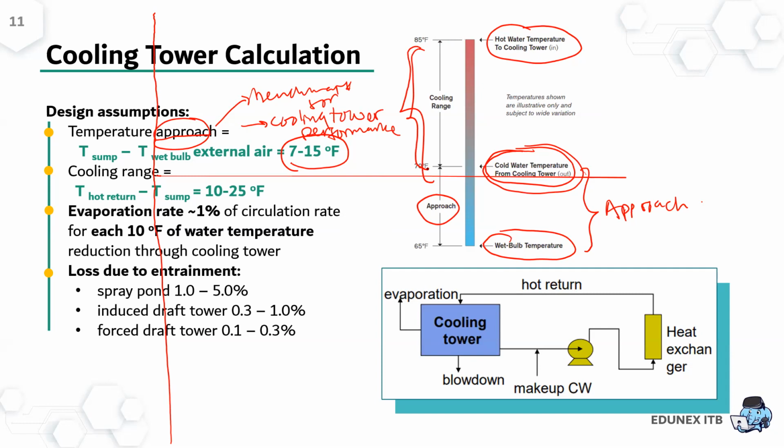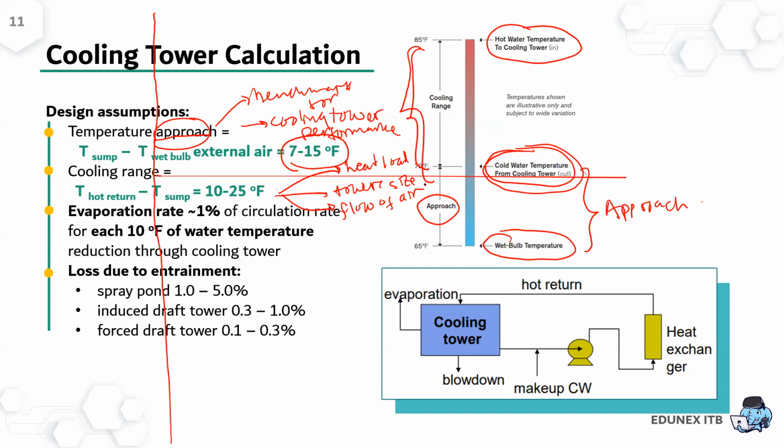Okay, so the cooling range in the cooling tower performance is actually influenced by several critical parameters. The first one is affected by the heat load, tower size, and also the flow, the flow of the fluids, or in this case, the flow of the air. So these three critical parameters commonly affect the cooling range.